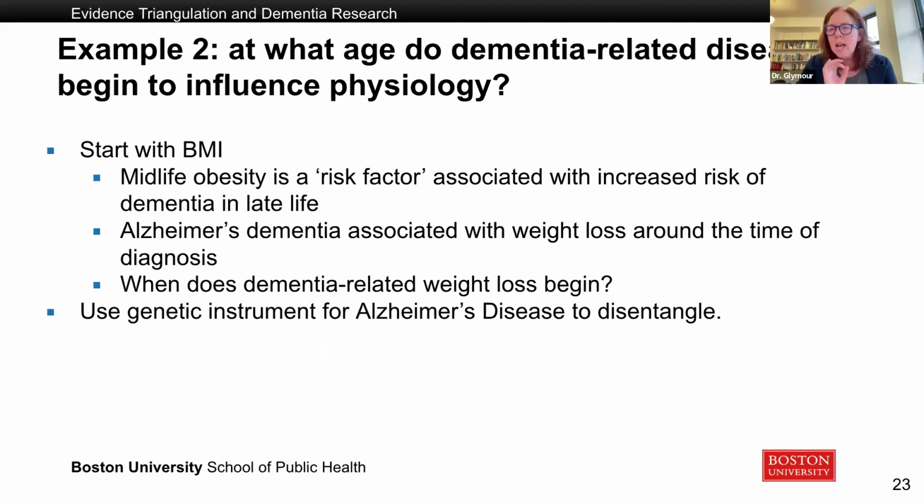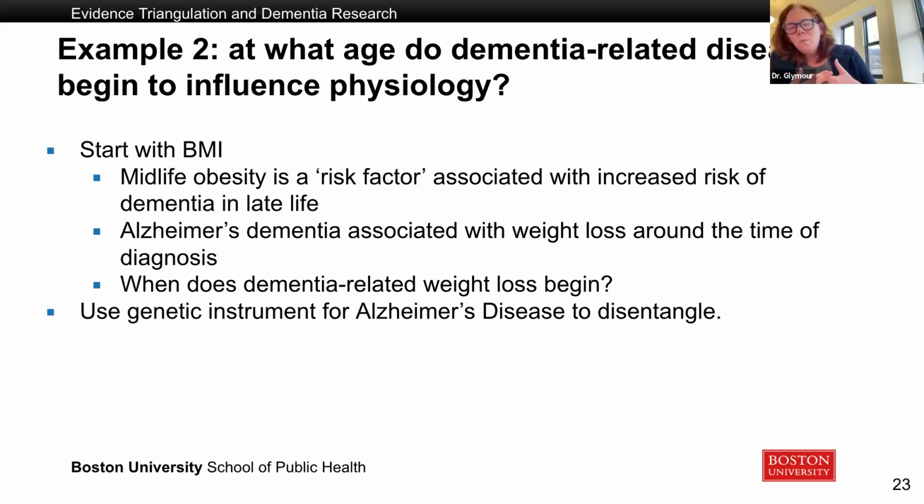So this is actually really hard to figure out because the disease is so long and slow. Just to give you an example, we started with body mass index. Midlife obesity is a risk factor associated with increased risk of dementia in late life. It's pretty well established. It's also pretty well established that people around the time of diagnosis of dementia or Alzheimer's disease often have weight loss. It's a little unclear why, but it's pretty well established.